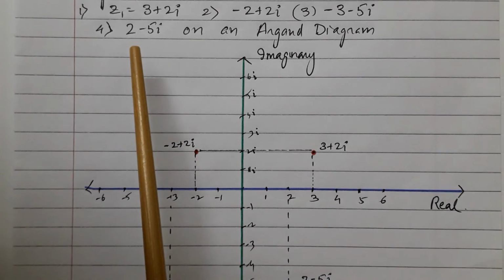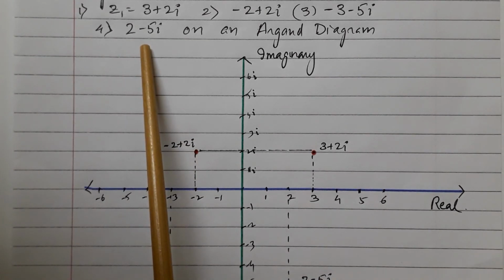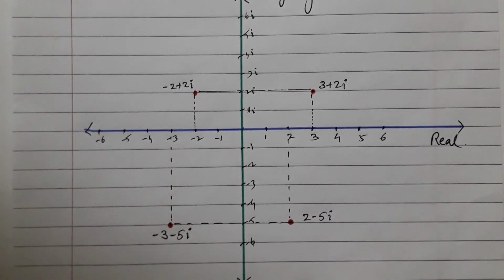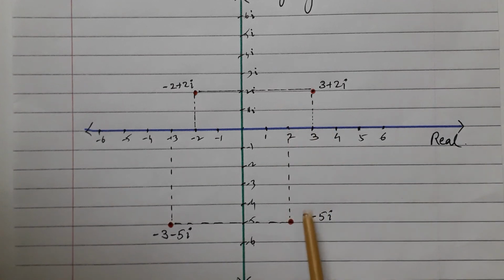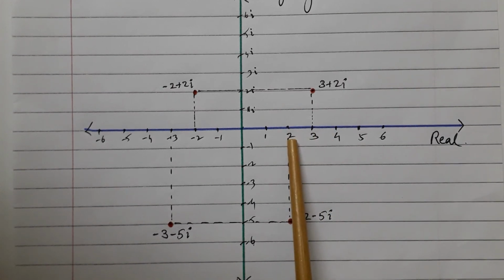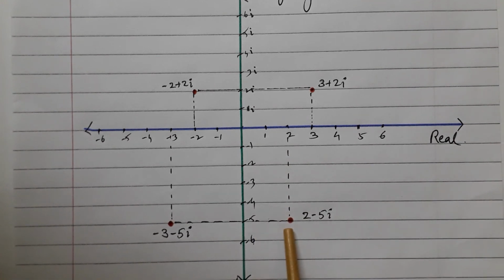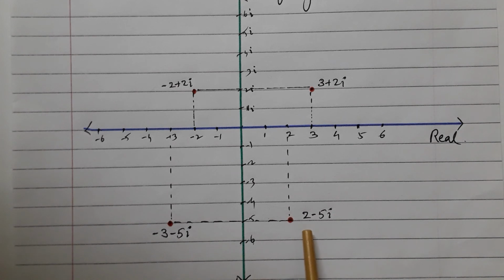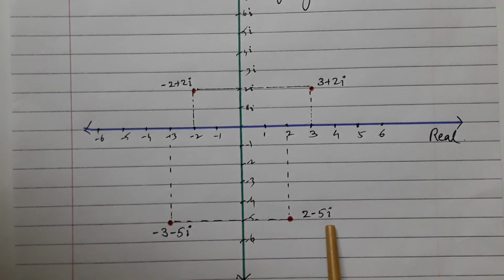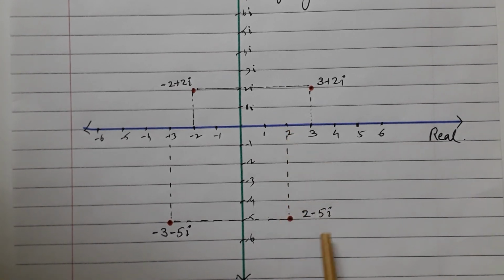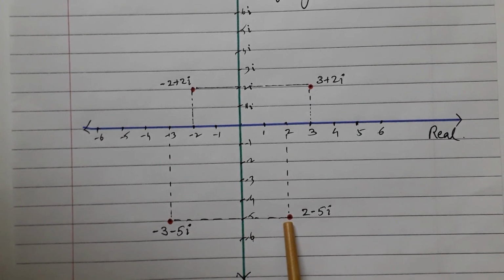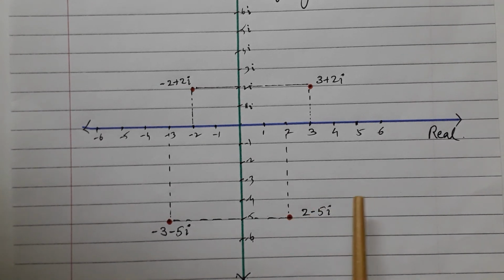And finally the point 2 minus 5i, which can be plotted. 2 is the real part and 5 units below, which is negative 5. So this particular point is the position of the complex number 2 minus 5i, where the real part is 2 and the imaginary part is negative 5. So this is how you will plot the points on an Argand diagram.